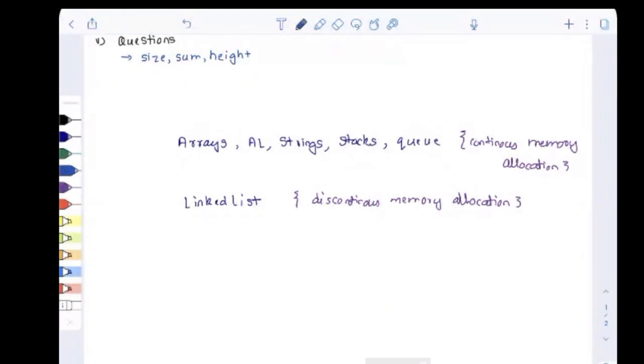Can I say all of these things are nothing but linear data structures? Data is getting stored in a linear manner only. So can I say these are nothing but linear data structures? I can call all of them linear data structures. Correct or not, guys? Think about it.